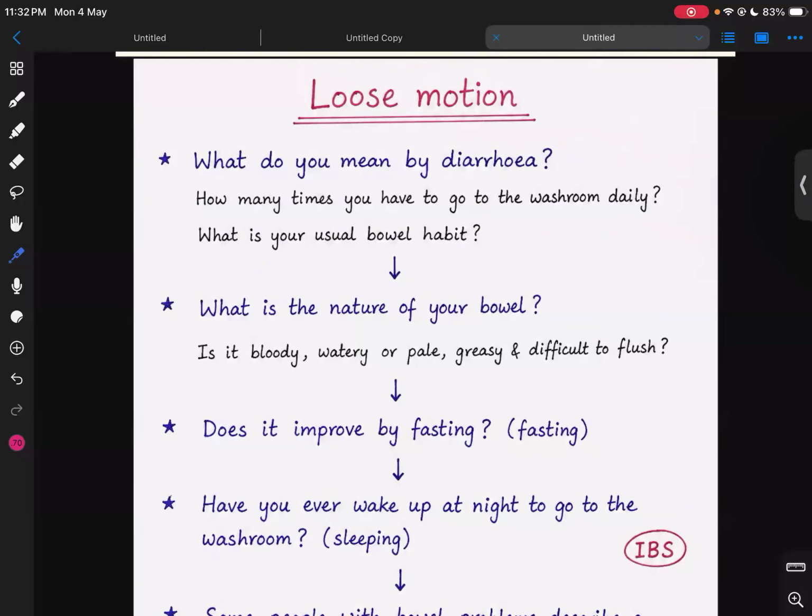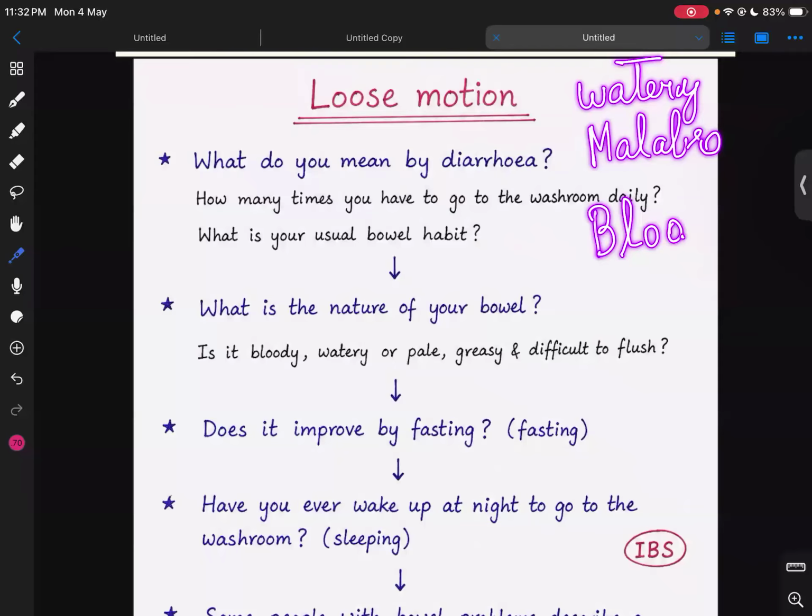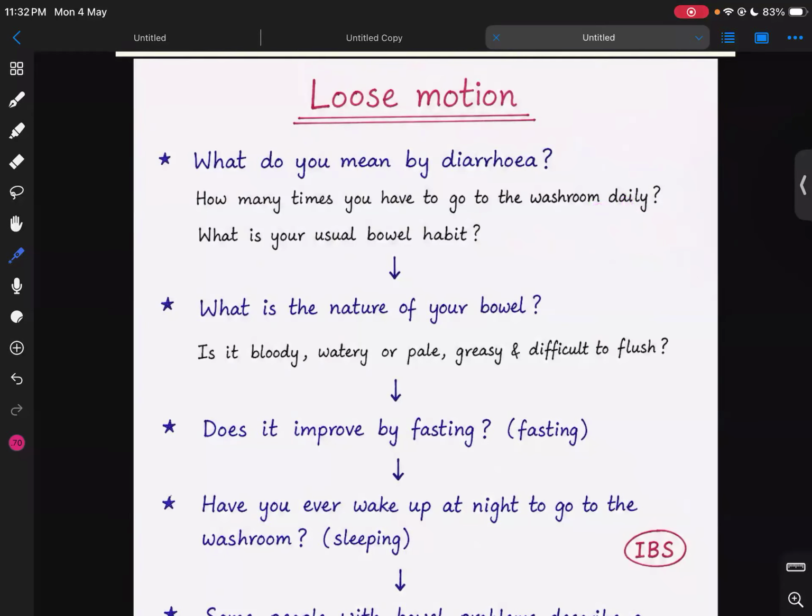So in the PACES exam, 3 types of loose motion come. One is watery, another one is malabsorptive, another one is bloody. How to differentiate them, I'm going to discuss in detail.